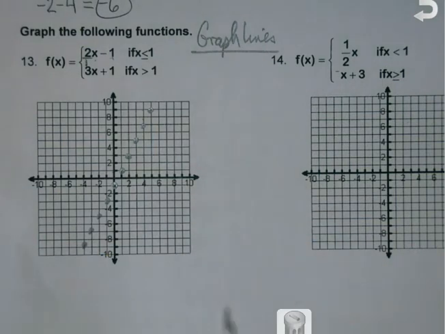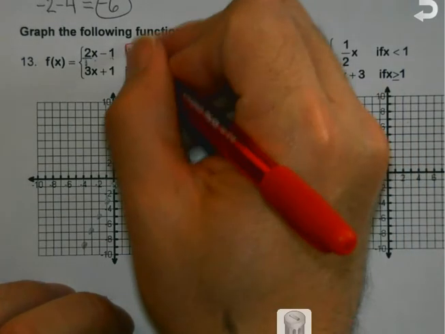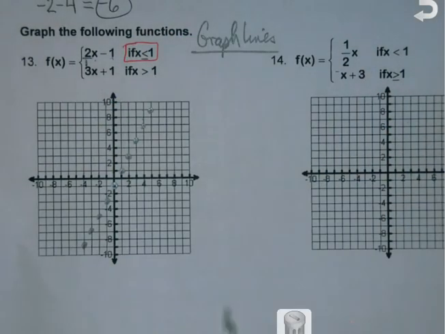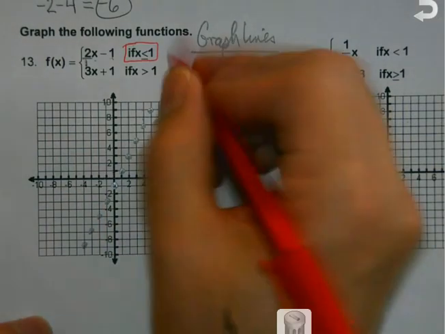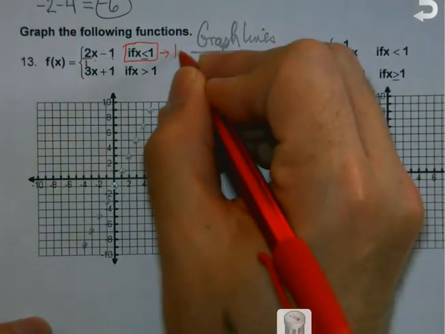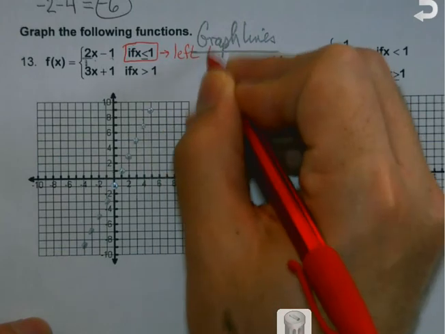Now, I don't want to connect the dots yet, because only part of this line is going to survive. How do you know which part of the line is going to survive? My if statement. The if statement says if x is less than or equal to 1. Less than, when I'm on a number line with x, means we want the points that are to the left.